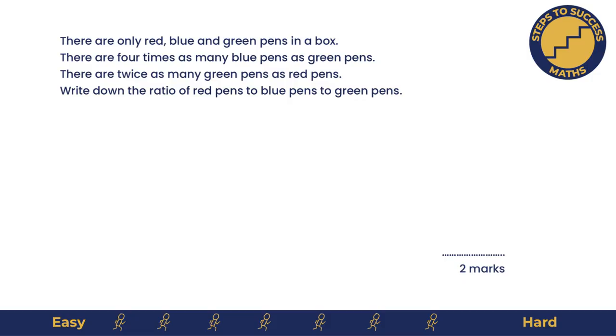That last line says, write down the ratio of red to blue to green pens. So red to blue to green. And now I need to pick out from the other lines the pieces of information I need. The first one told me that there are red, blue and green. Well, I know that. The second line says there are 4 times as many blue as green, and there are twice as many green as red.